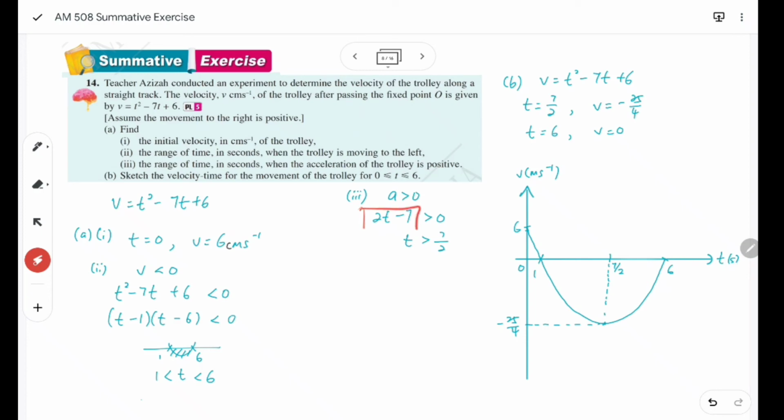We get 2t minus 7 greater than 0. So t is greater than 7 over 2. B. Sketch the velocity time graph for the movement of the trolley for t from 0 to 6. So when t equals 0, our velocity will be 6, right? And the velocity time graph will have a smiley face, alright?